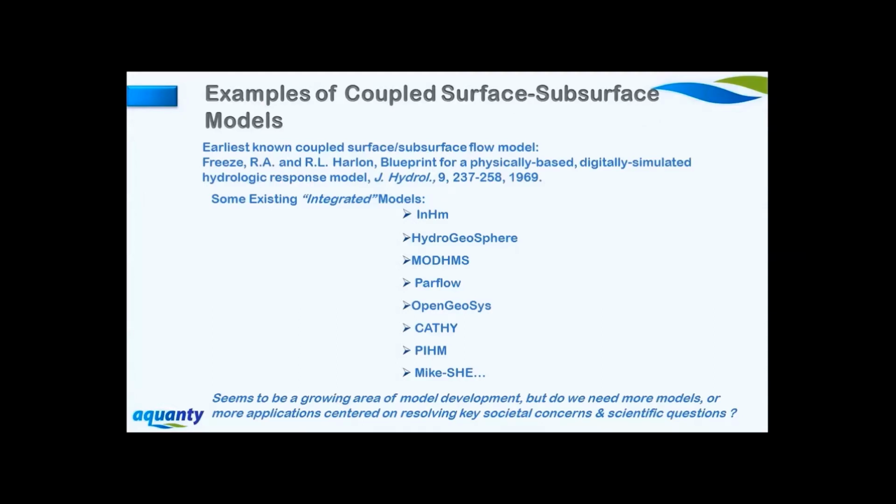simultaneously. It's been, over the years, a growing area of model development, but one could argue that these models have not pretty much been tested in real-world simulations. And do we need more models, or should we be applying them to real-world problems, resolving key societal concerns as well as scientific questions?